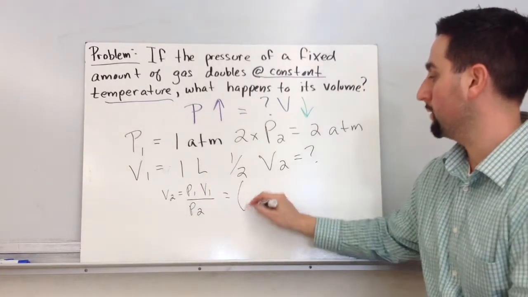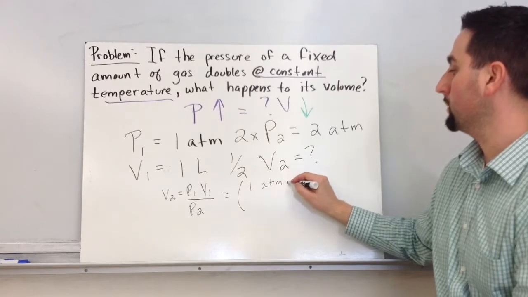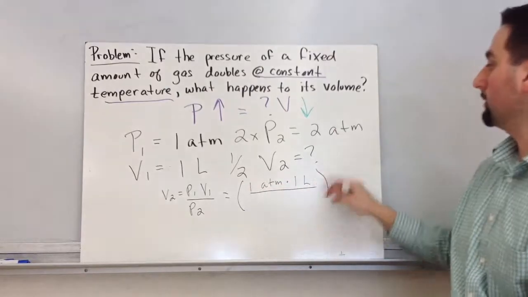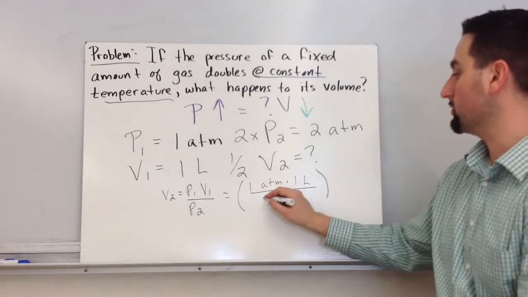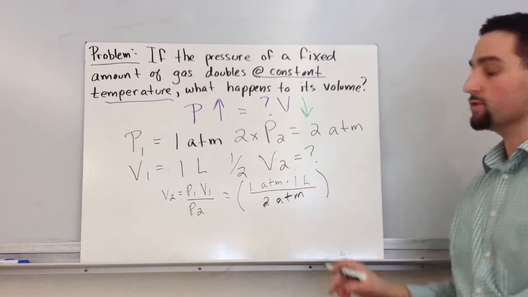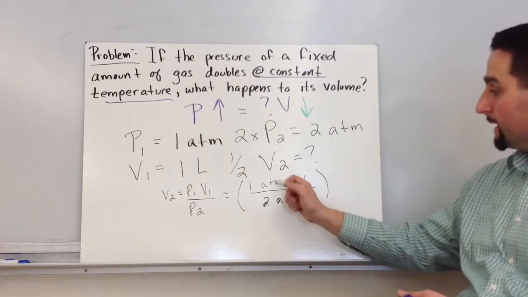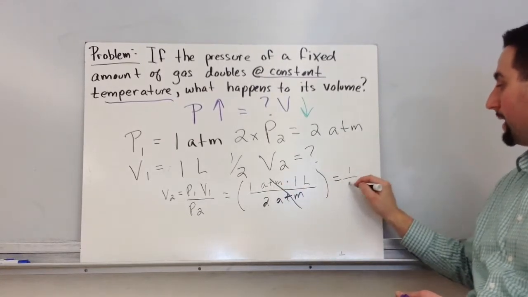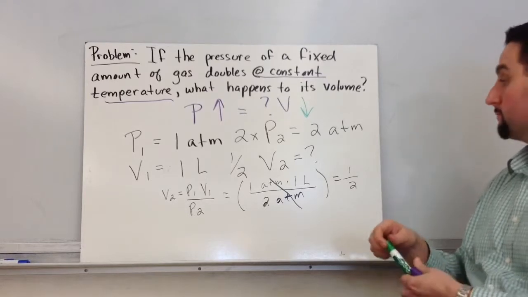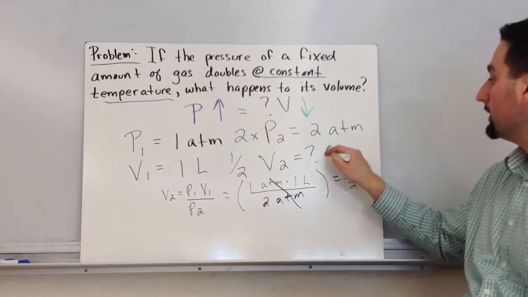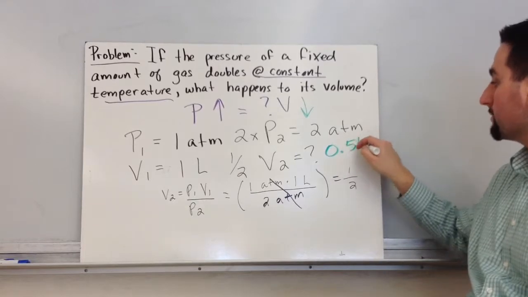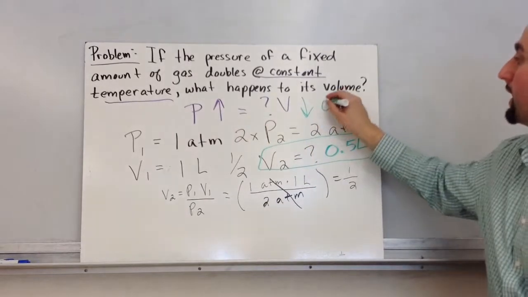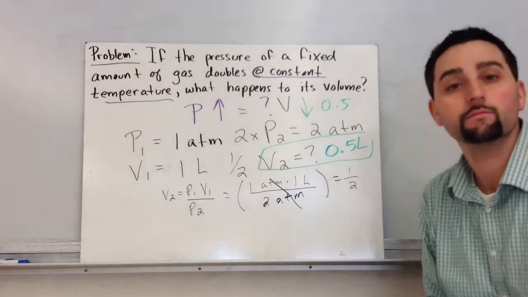Pressure 1 is 1 atm. Volume 1 is 1 liter divided by our second pressure, which is 2 atm. Just to show you how this works, atms will cancel. I get 1 times 1 is 1 divided by 2. Our new volume is half, which makes sense. Right? If our pressure is going up, our volume should be going down. And that's Boyle's law.